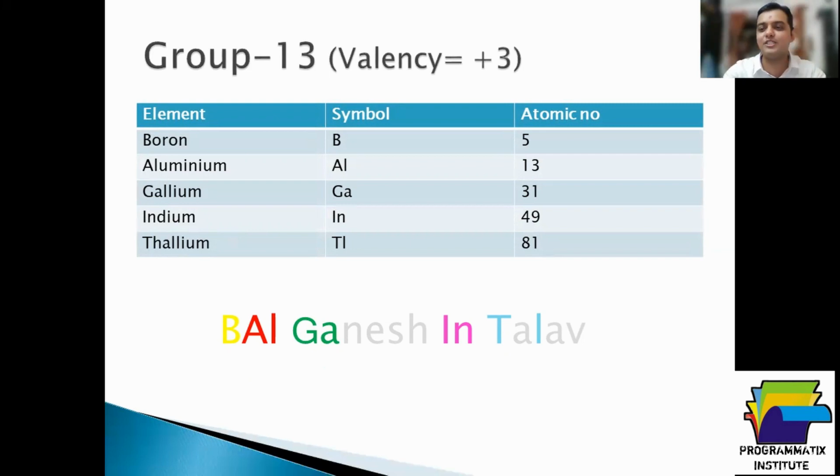Let us apply it to this group. You all know boron's atomic number is 5. We have learned it in 10th standard. 5 plus 8, 13. 13 is the atomic number of aluminium. 13 plus 18 is 31. 31 is the atomic number of gallium. 31 plus 18 is 49. 49 is for indium. And 49 plus 32: 59, 69, 79, plus 2, 81. 81 is the atomic number of thallium.